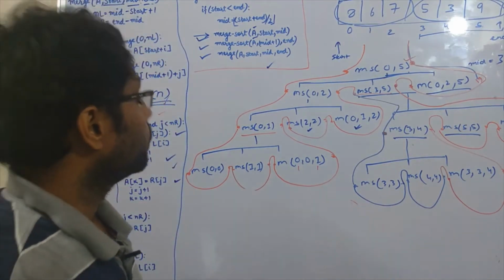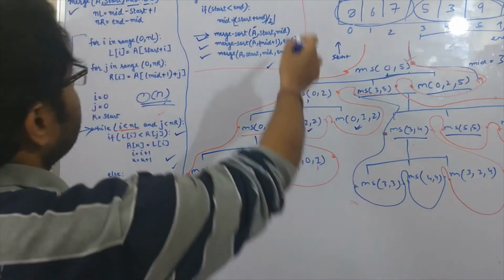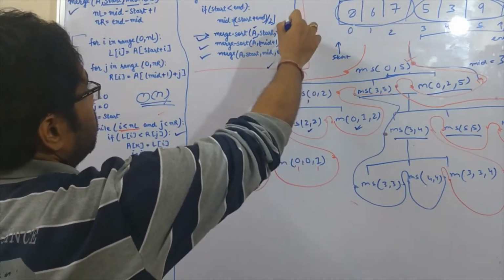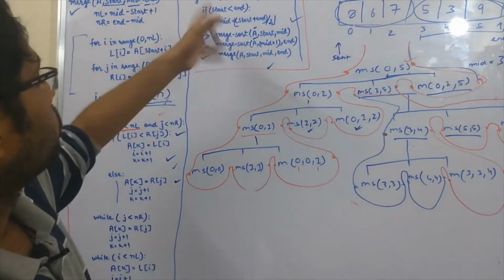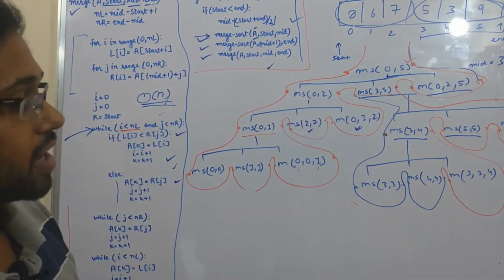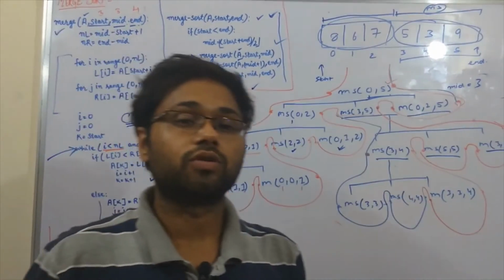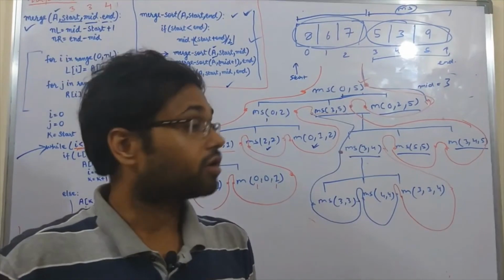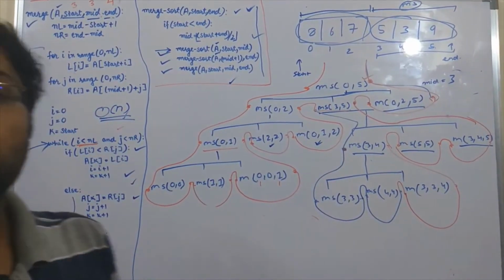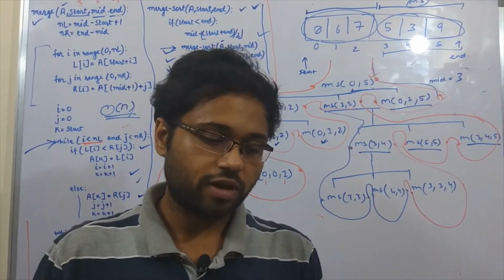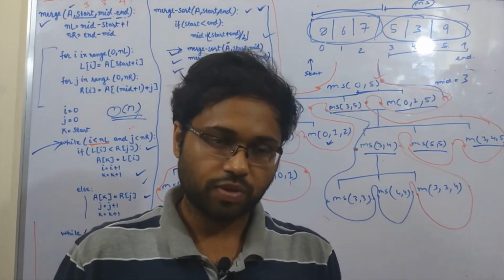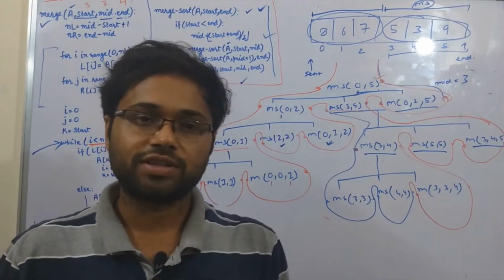Now we have to see what the stack trace is for the merge sort procedure. We are not creating any array or anything like that, but actually we are calling functions again and again, which is using a stack.